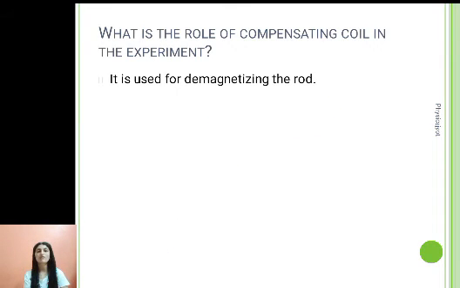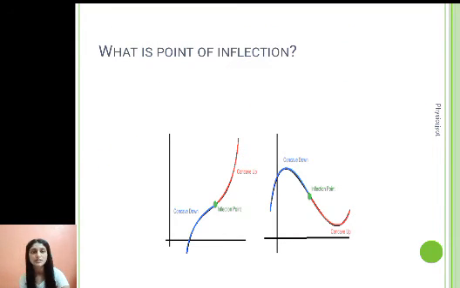Now what is the role of the compensating coil in the experiment? The compensating coil is used for demagnetizing the rod.